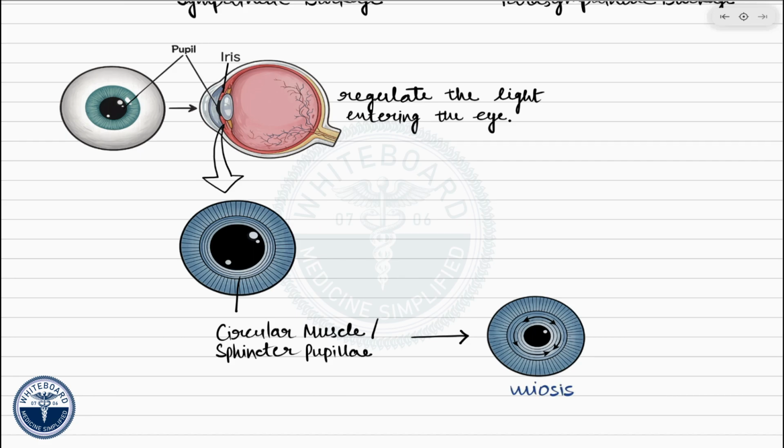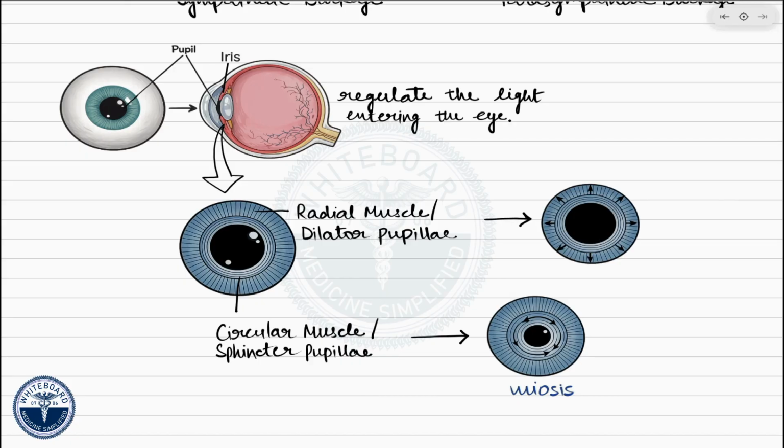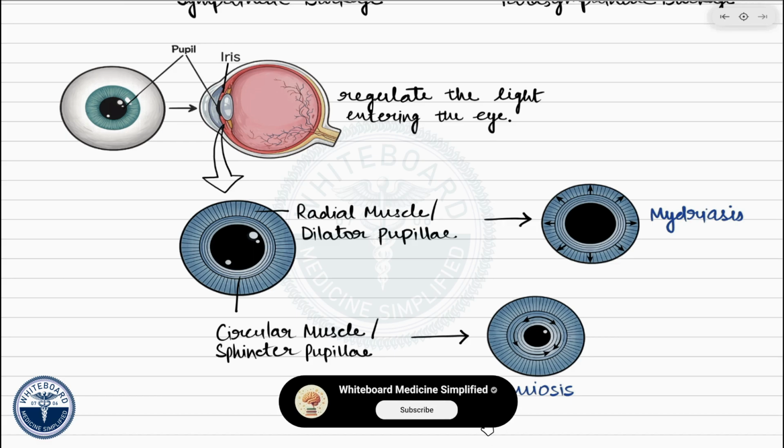In contrast, the iris also contains a second muscle called the radial muscle or dilator pupillae. Unlike the circular muscle, these fibers are arranged like the spokes of a wheel, extending outward from the pupil. Consequently, when the radial muscle contracts, it pulls the iris outward, increasing the diameter of the pupil and producing pupillary dilation, a phenomenon known as mydriasis. Therefore, pupil size is determined by the balance between these two muscles.